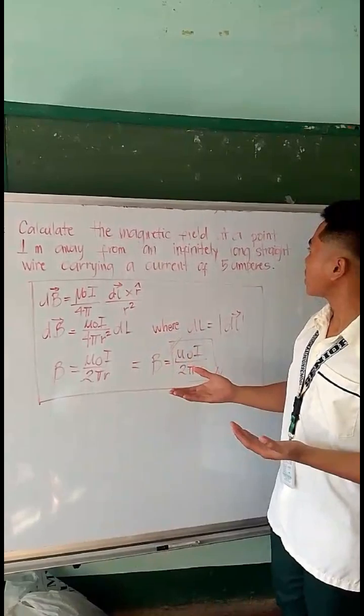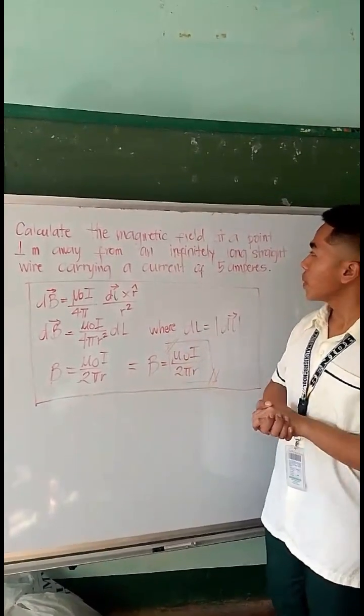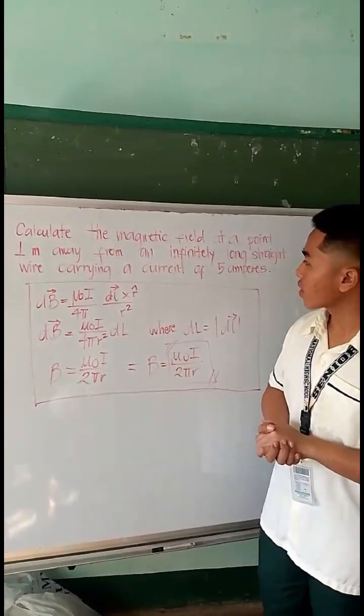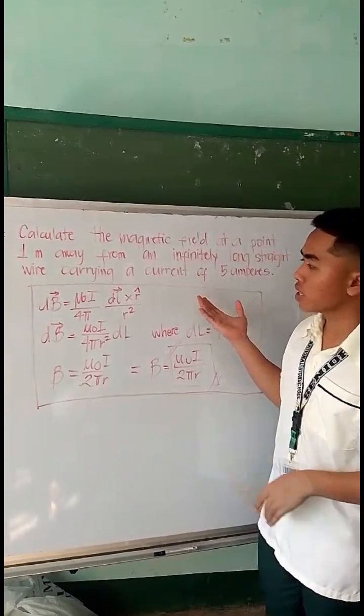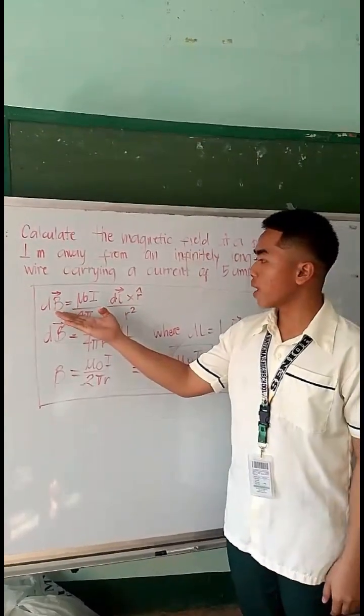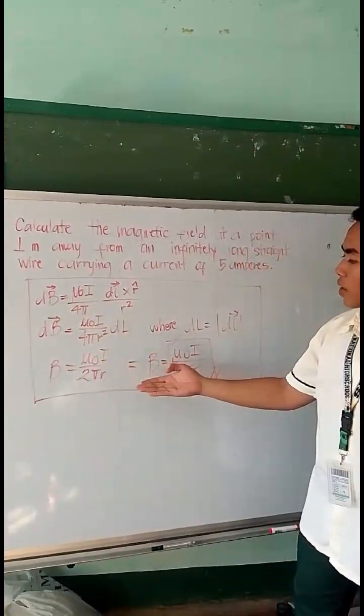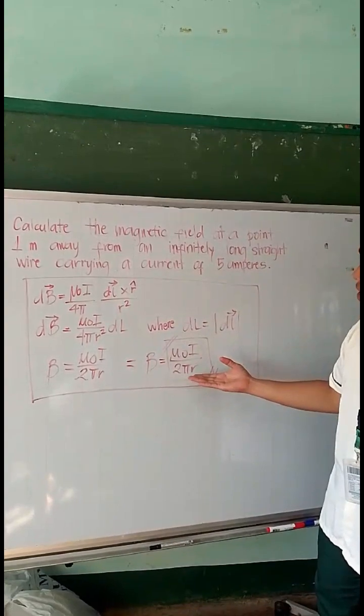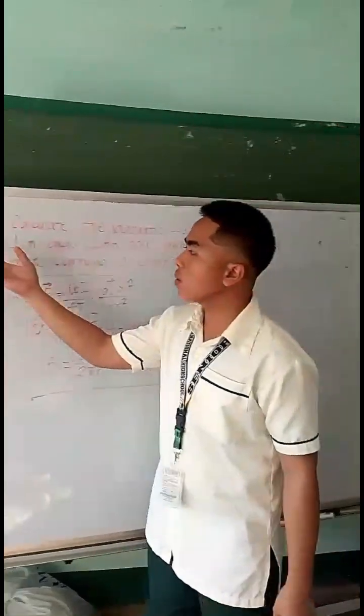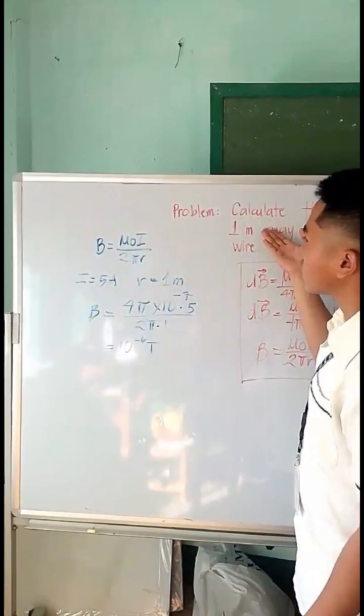Calculate the magnetic field at a point 1 meter away from an infinitely long straight wire carrying a current of 5 amperes. Here's the general formula, and we just simplify this to get this easier formula. And now we will use this formula to answer this problem.